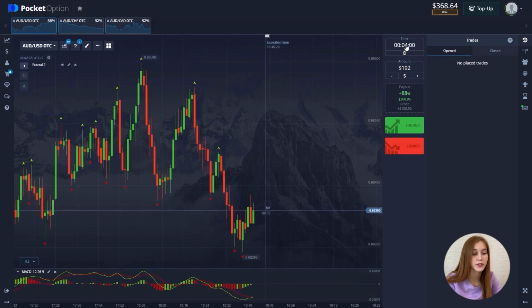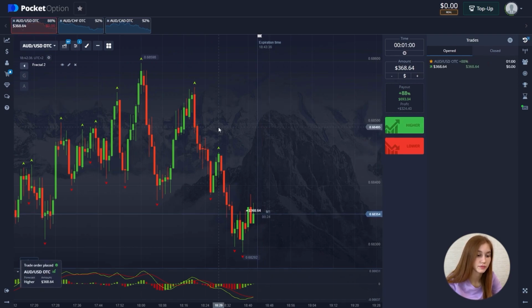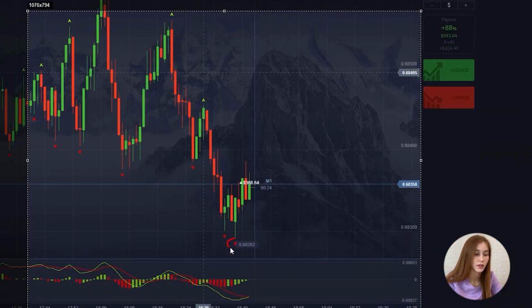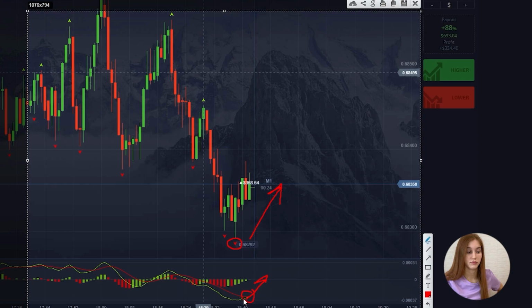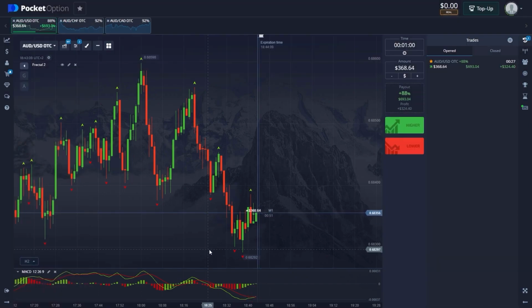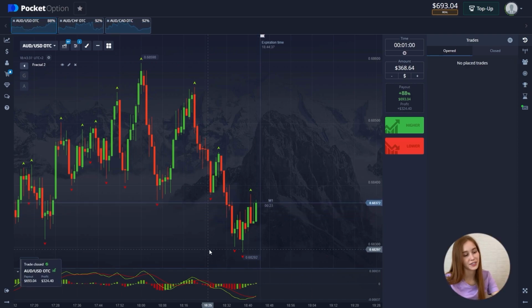This concept pair suits us. We will reduce the time frame to 1 minute. We will open a deal for the entire balance for an increase. As we see on the fractal, the last fractal was updated down. Then the chart will move up. We also see our buy signal on the MACD, where its main line crosses the signal line from the bottom up. That is our signal. Let's see. Our last trade closed up, profit is $334.